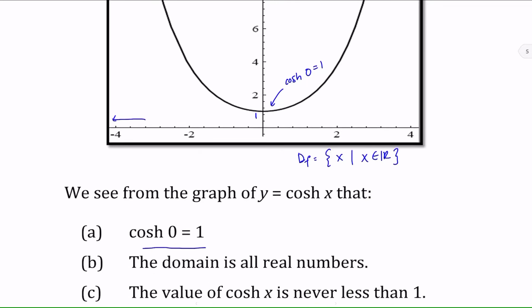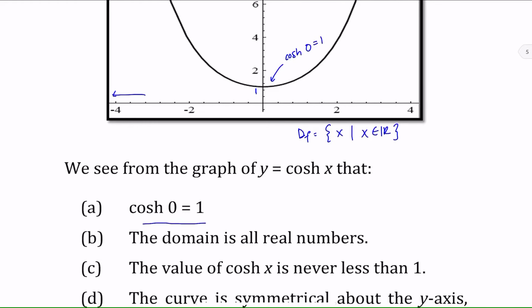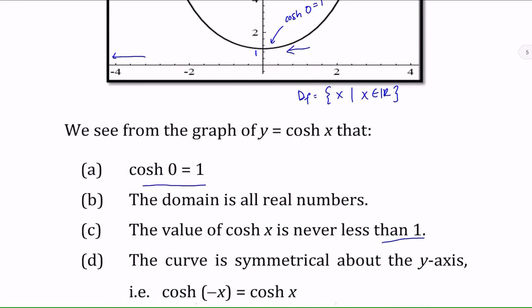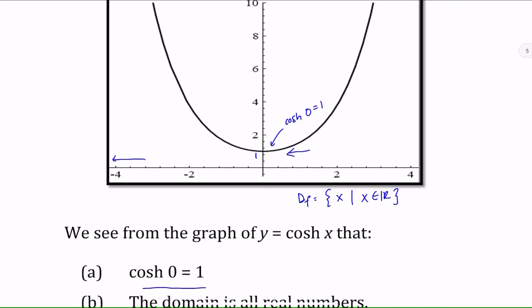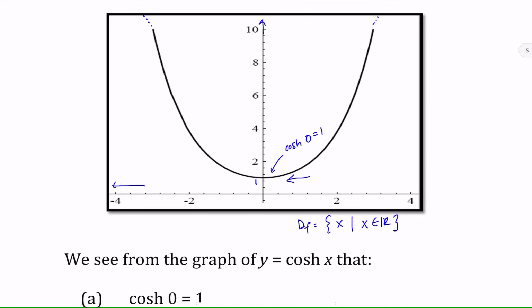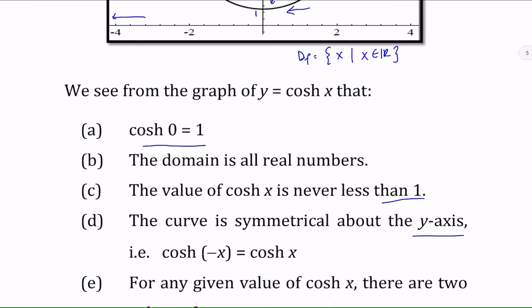Okay, the value of cos x is never less than negative 1. It is never less than that because the minimum value here is negative 1. Okay, the curve is symmetrical about the y axis. If you look at here, this is the y axis, so it's symmetry about the y axis. And it is cos negative x is equal to cos x.